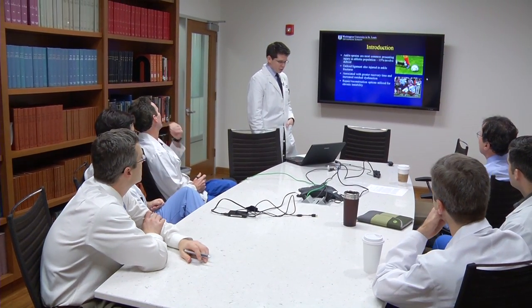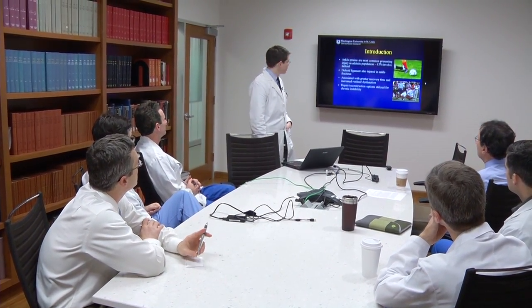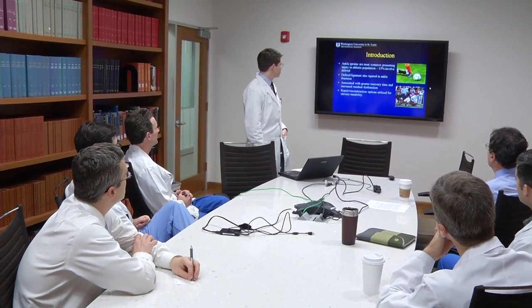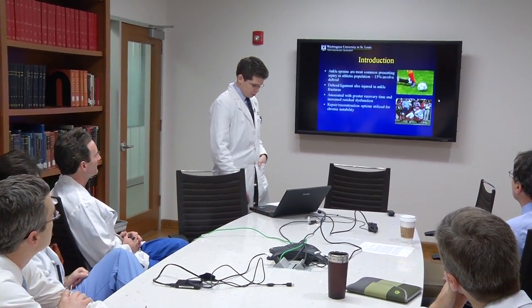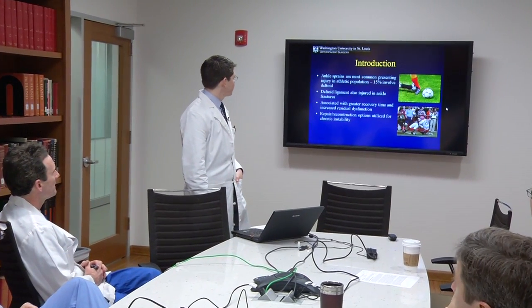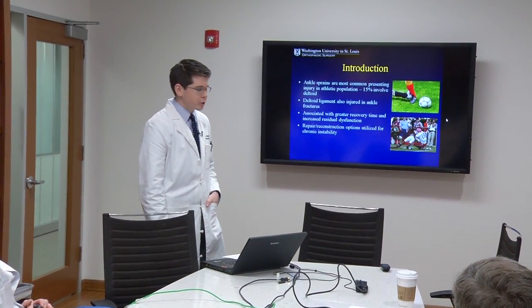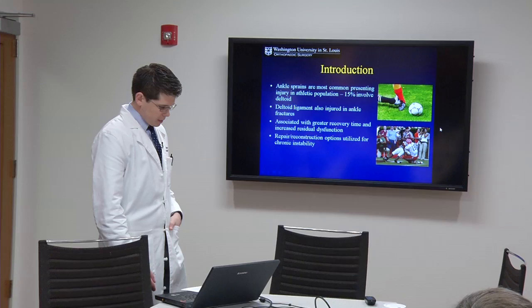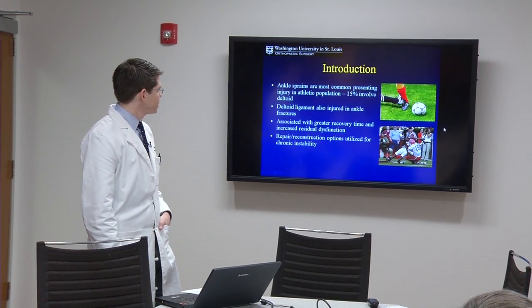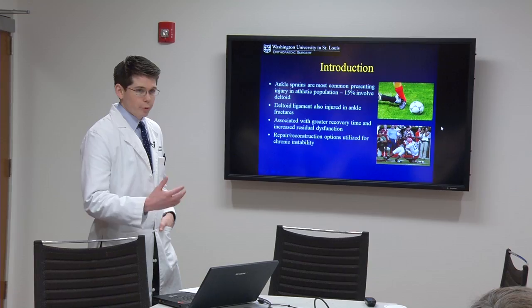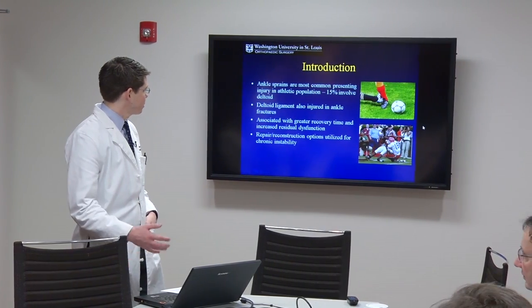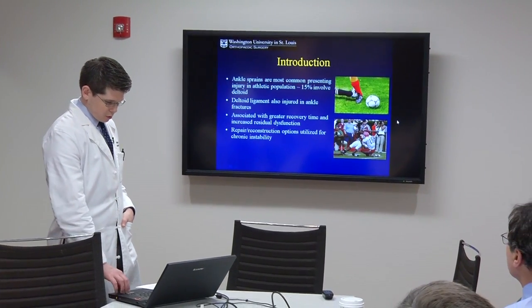Ankle sprains are the most common presenting injury in the athletic population, and a couple of studies have shown that about 15% involve the medial side of the ankle with the deltoid ligament. These are also commonly injured in ankle fractures. I think we're beginning to appreciate that more. Chronic deltoid insufficiency is associated with conditions such as posterior tibial tendon dysfunction, recurrent trauma, and recurrent ankle sprains leading to deltoid attenuation and insufficiency.